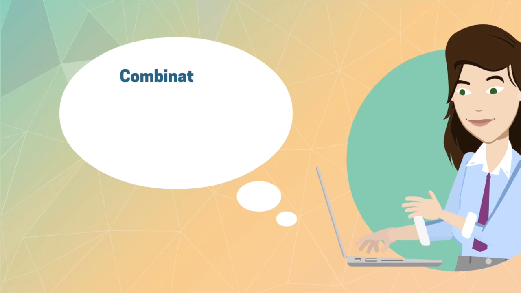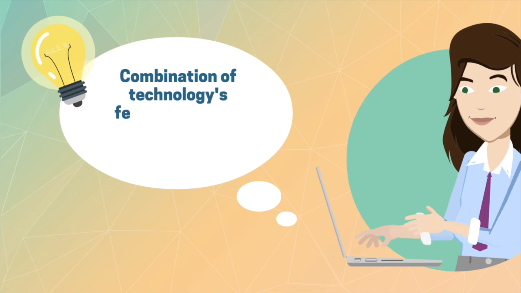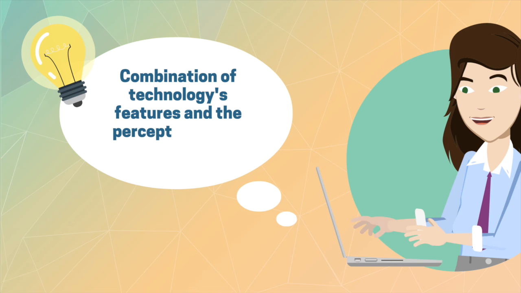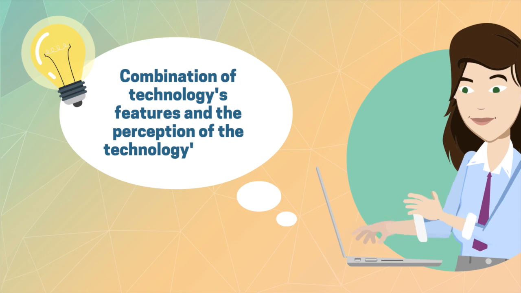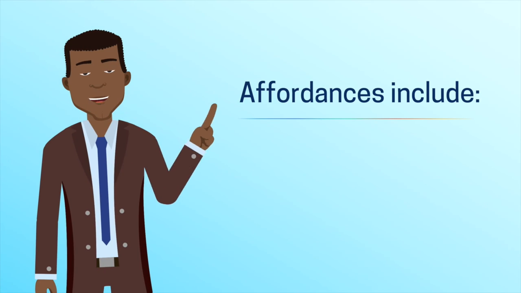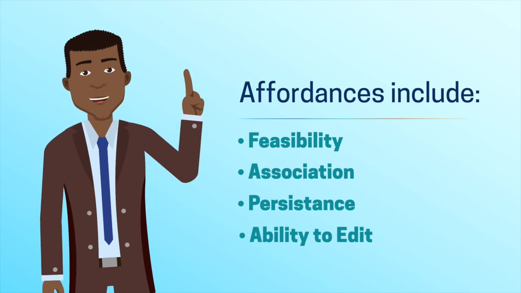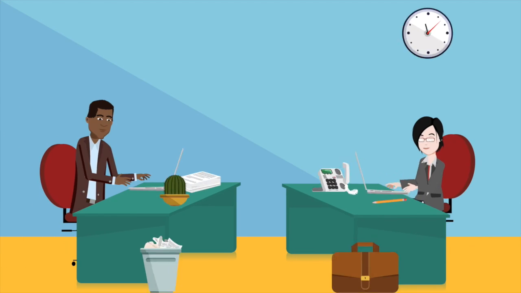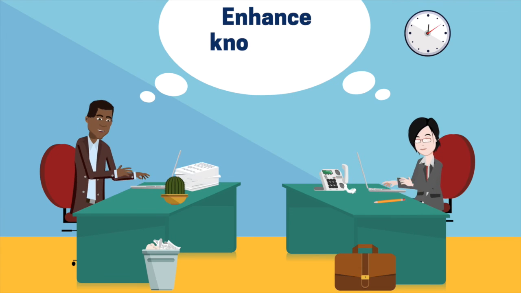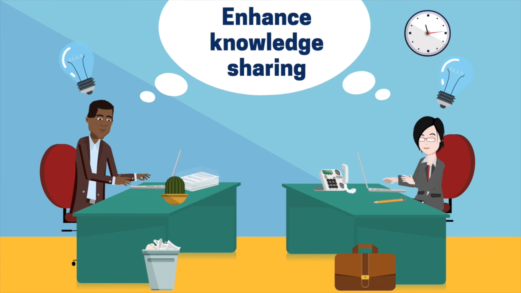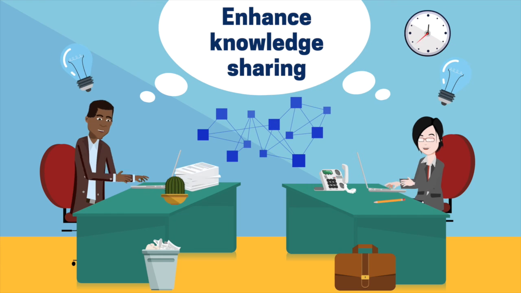Affordances refer to the combination of a technology's features and the perception of the technology users. The same technology may provide different users with different affordances. Some important affordances include visibility, association, persistence, and the ability to edit. These provide users with the capacity to enhance knowledge sharing by creating greater awareness about others' activities and by articulating network connections.